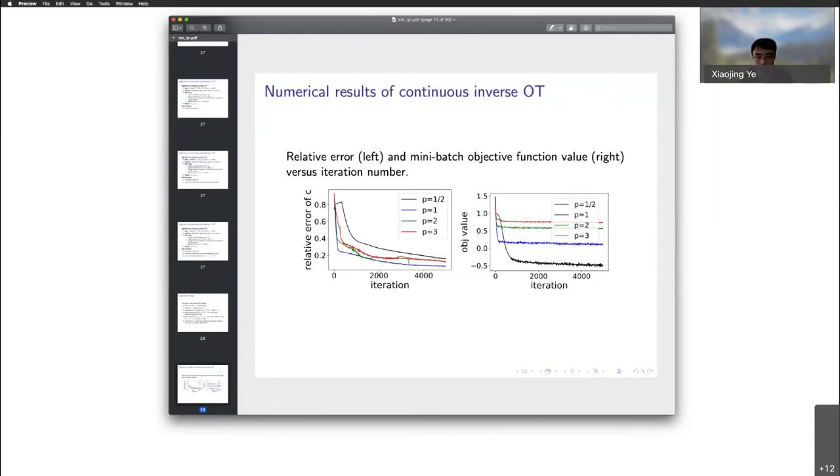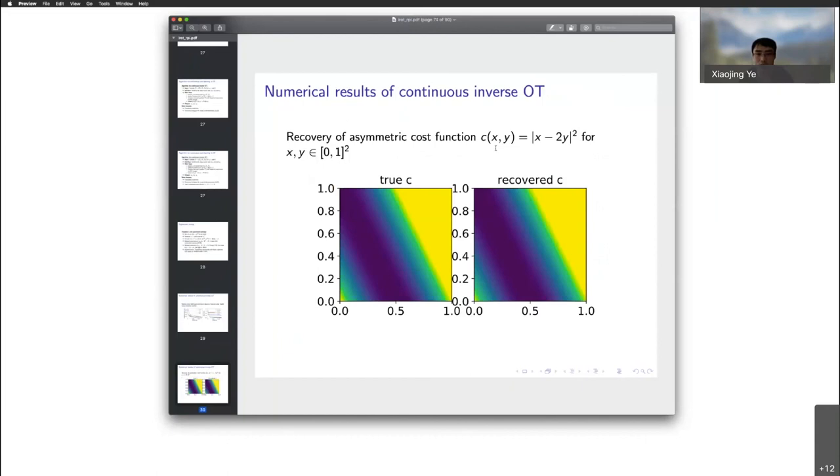And also the objective function, as you can see, decreases for all the cases. And we tried some very complicated ones. For example, if the cost is given by that, which is non-symmetric, it's not even a distance, we can still recover it pretty well. I think I'm going to stop here.